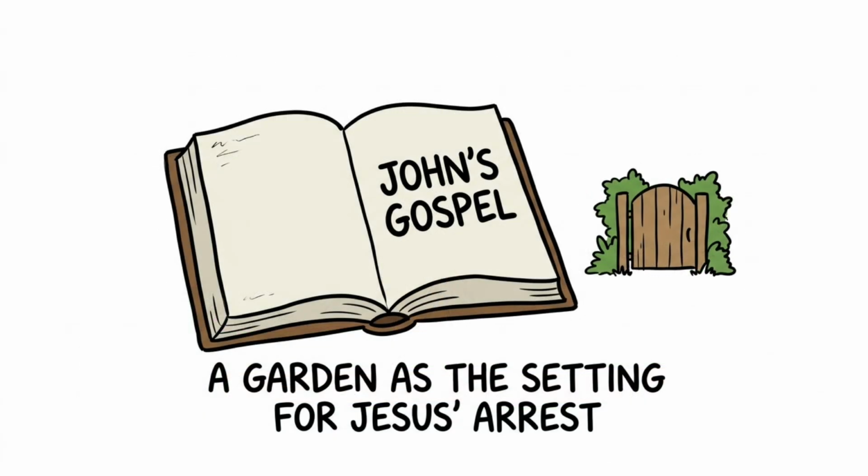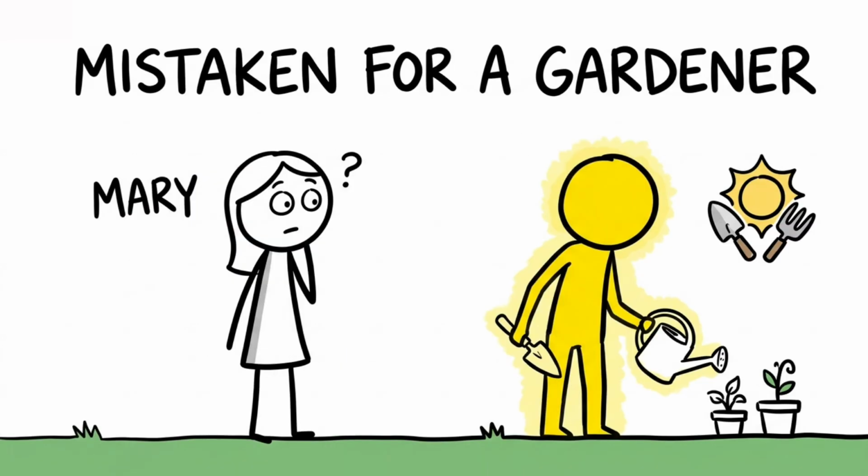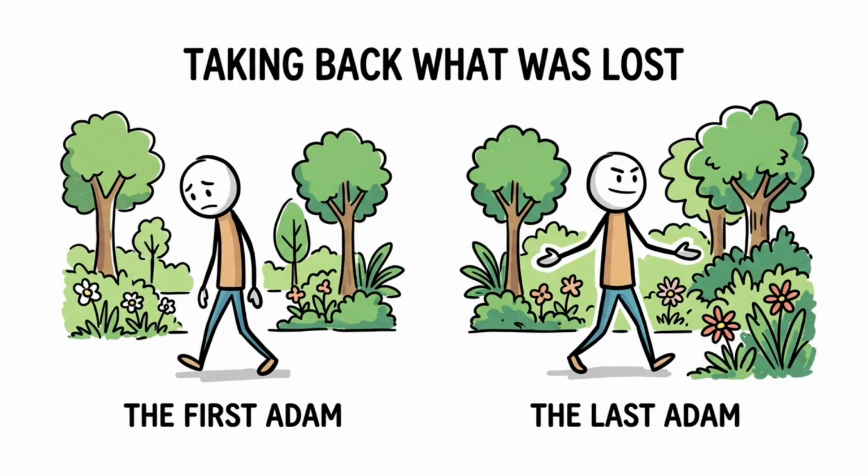The Gospel of John is the only gospel that explicitly mentions a garden as the setting for Jesus' arrest. And then again, a garden as the setting where Mary first encounters the risen Jesus and mistakes him for a gardener. John knows exactly what he's doing. The last Adam is taking back what the first Adam lost.